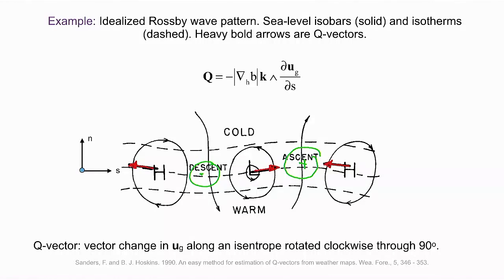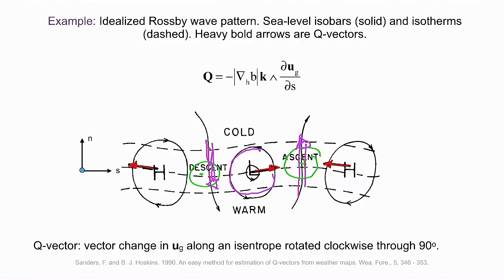These dashed lines are the isotherms, and around the low, again we're in the northern hemisphere, remember, the flow is anti-clockwise. So we have motion in that direction around the low, and on the other side of the low, we've got motion like this. So southerlies ahead, northerlies behind. Here around the low we'd have northerlies ahead, southerlies behind.